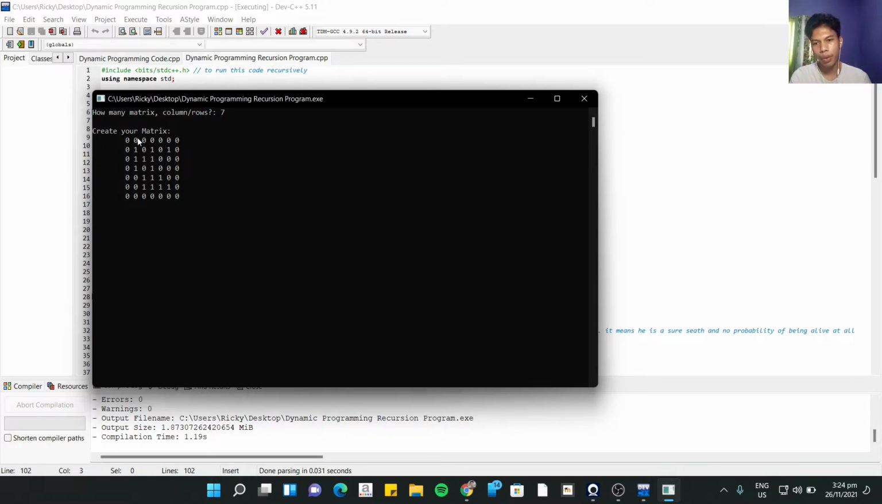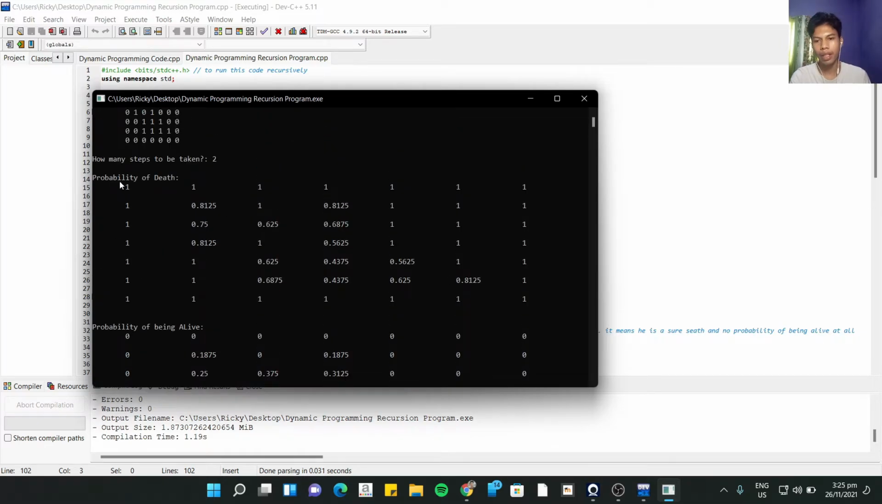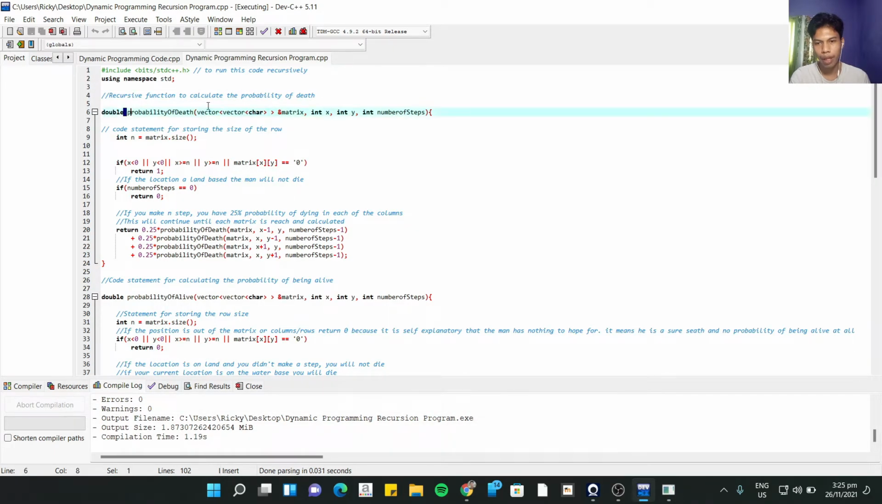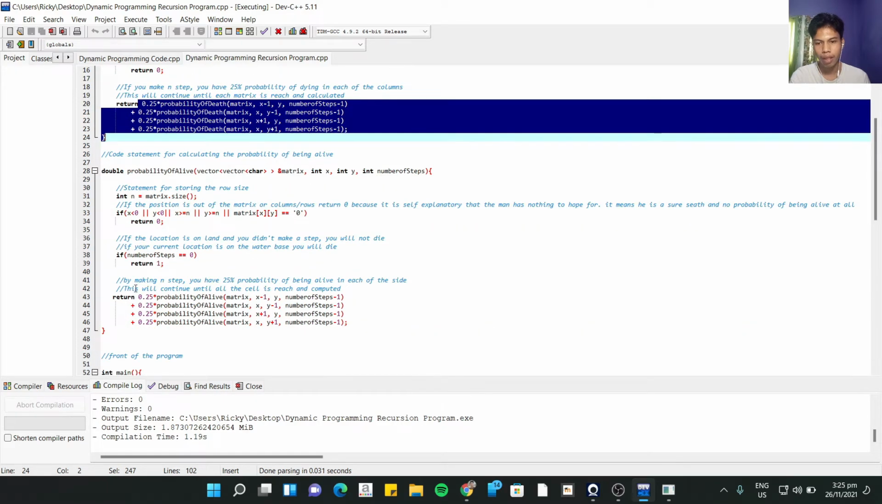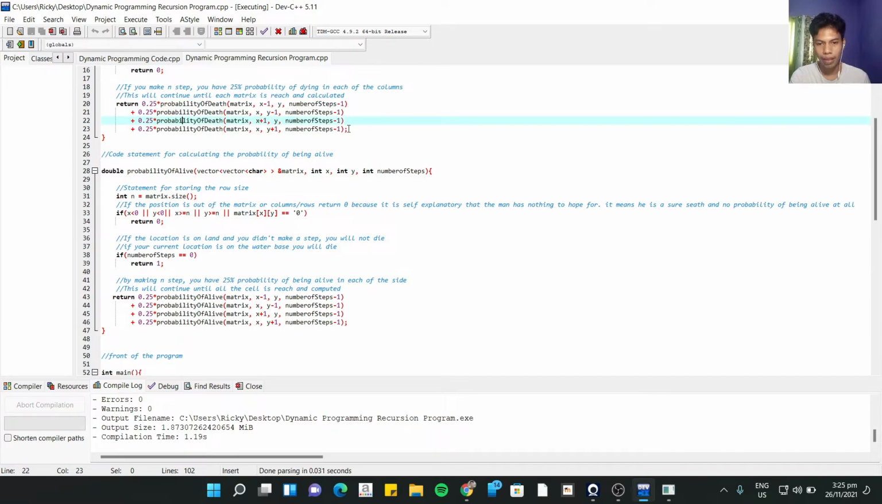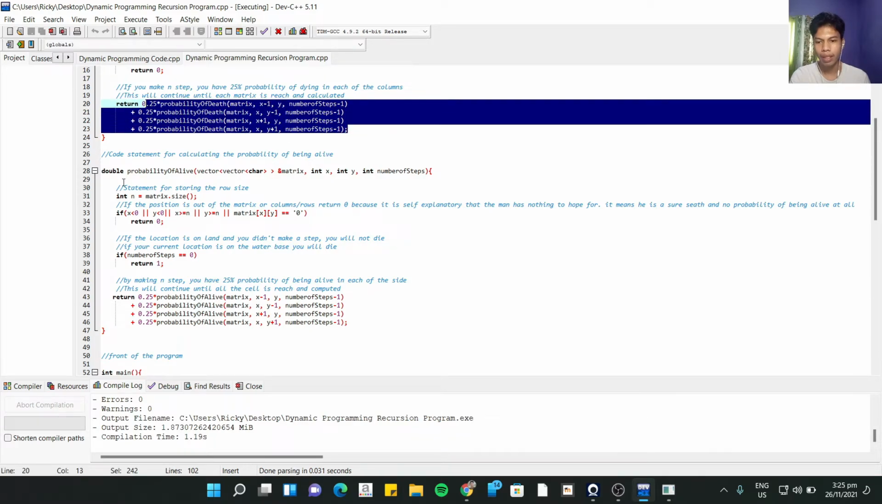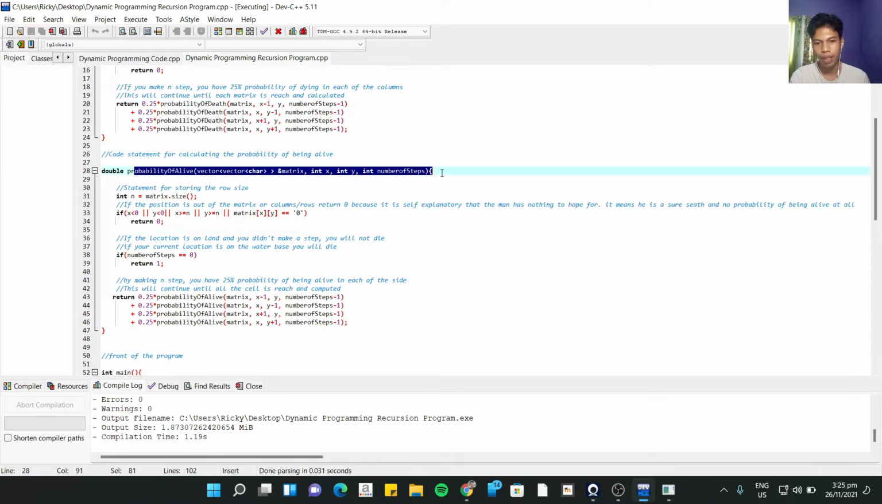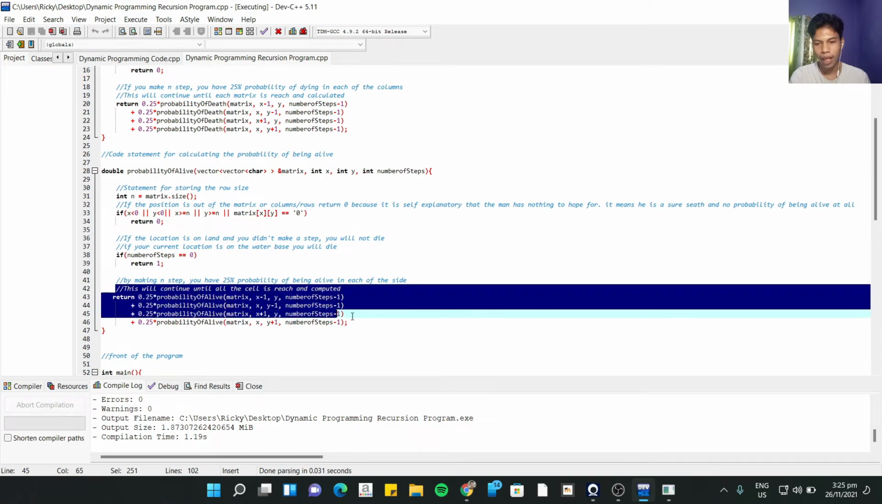These 0s and 1s are given by our instructor, where 0 stands for a water base and 1 is the island base. Upon entering these, the program will ask how many steps to be taken. For example, we take 2 steps. The program will then show the probability of being dead. The program returns and displays the results using this formula, and these are the probabilities of being dead and the probabilities of being alive.